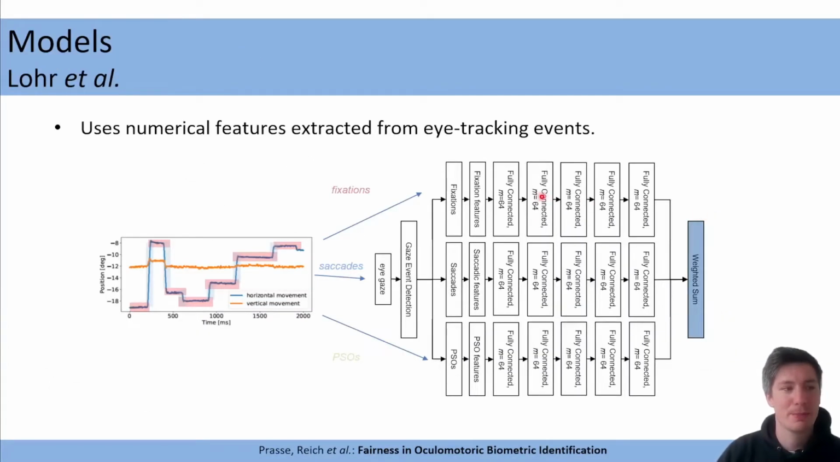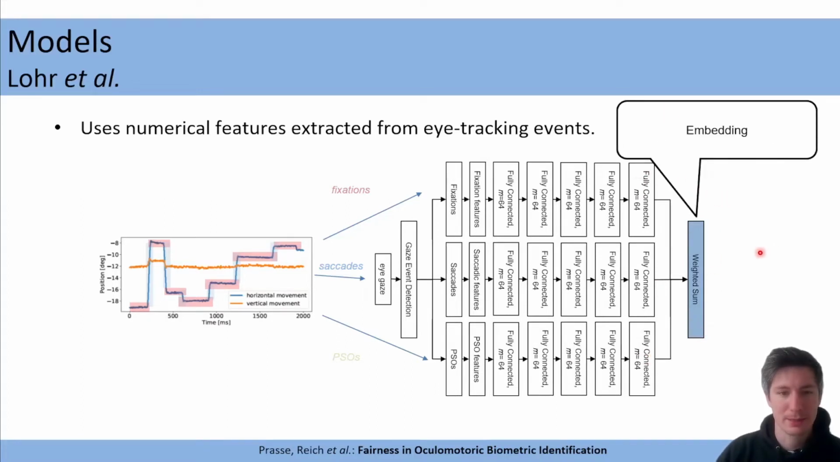At first, a feature-based approach by Law et al. Law et al. is a feature-based approach, and at first, given the raw eye tracking sequence, we extract all events. Here, fixations, saccades, and PSOs. Then from each event, we calculate features of those events. For instance, for fixations, the mean fixation duration. The vast amount of numerical features, in total over 1000, are then fed into different subnets for the 3 different eye movement events. A weighted sum of those are then used as an embedding into the database.